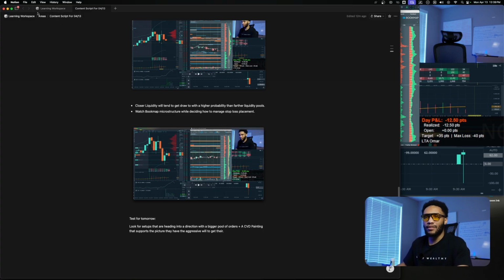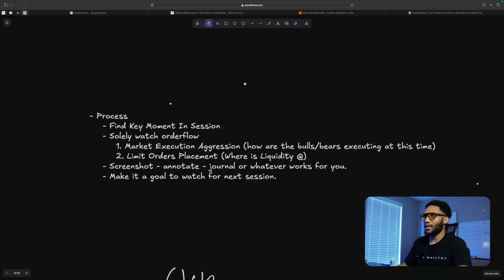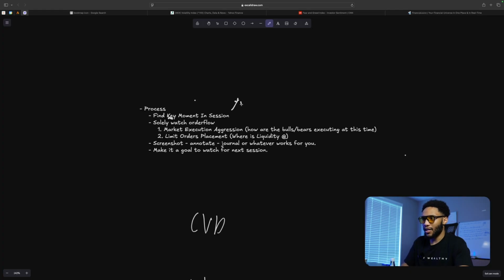Now, I promised to give you guys a framework, and that's what I'm going to do. So, as promised, here's the framework. The first thing that you want to do is find a key moment, usually something like trades taken or missed.